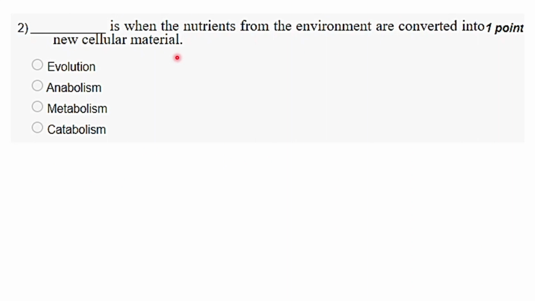Next question. Dash is when the nutrients from the environment are converted into new cellular material. Anybody? Evaluation. Evolution. No, ma'am, it's anabolism.